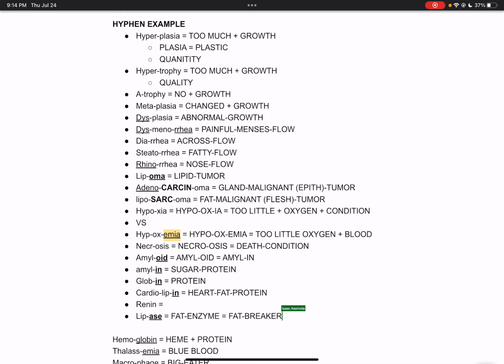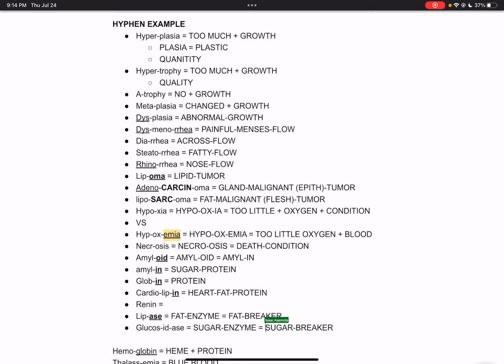Good. Now that will apply to like everything. Glucosidase, right? That's a sugar breaker. Glucose is sugar. The ate is just whatever. And then the ase is breaker. Sugar enzyme or sugar breaker. Right? Good. Renin. It has in, so you know that it's a protein. The ren is like ras and all that stuff. Whatever. Protein. We know that it's a type of protein.